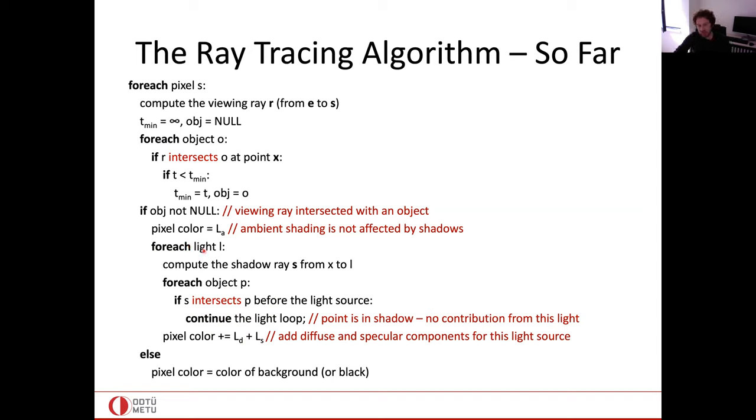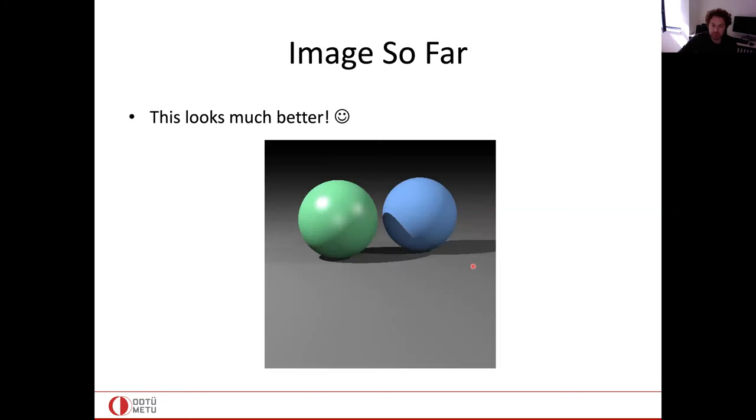Maybe that next light will have no shadow ray intersection, so I will get diffuse and specular terms from that light, but not the previous light. Okay, so again, color is additive. I just add them up. I don't blend them, I don't take any average. I just add them up, which gives me these cool shadows, increasing the reality even further.